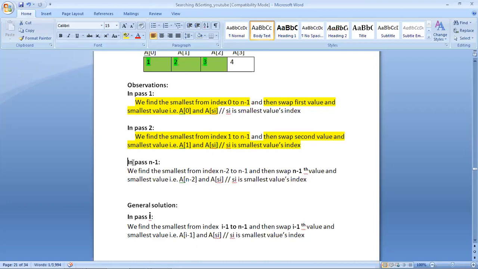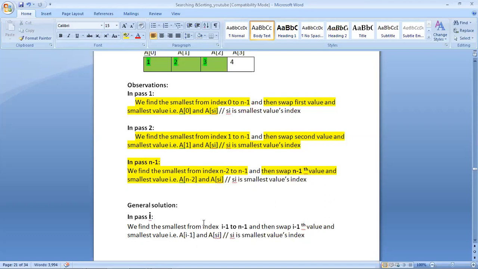Similarly, in pass n minus 1, we find the smallest value from index n minus 2 to n minus 1. That means we have to find the smallest value out of two values. Then which value do we swap? The n minus 1th value and the smallest value. The n minus 1th value means the last but one value, and it should be swapped with the smallest value. That is the observation you have to understand in pass n minus 1.